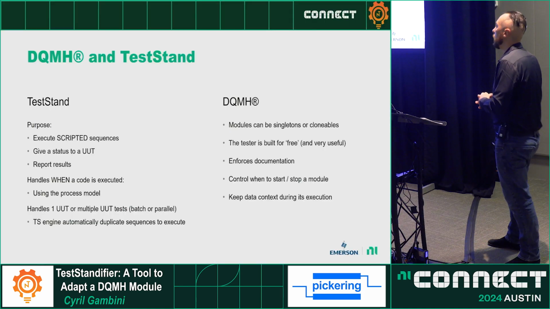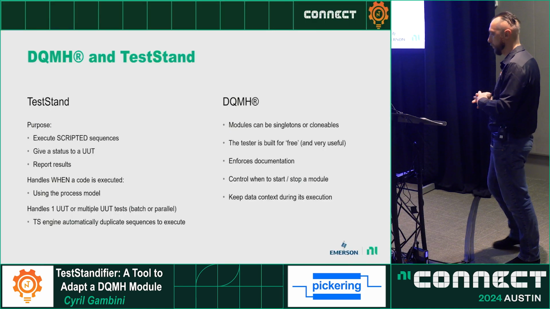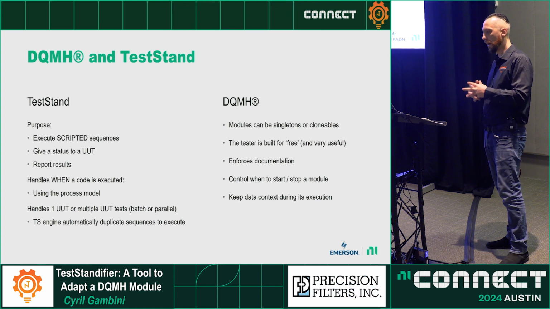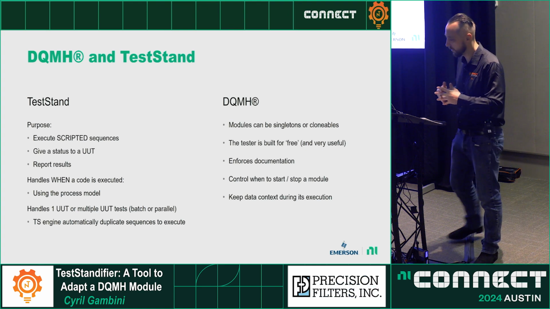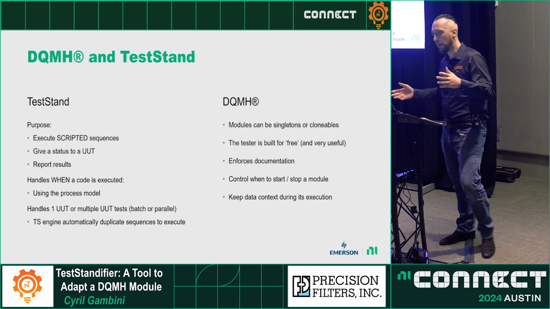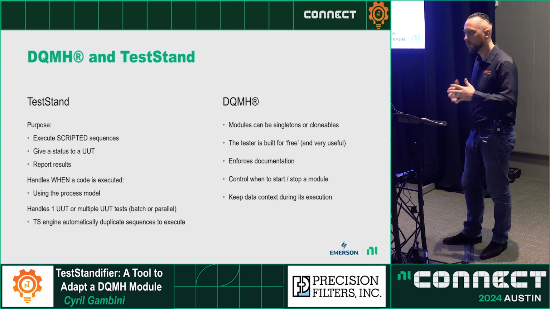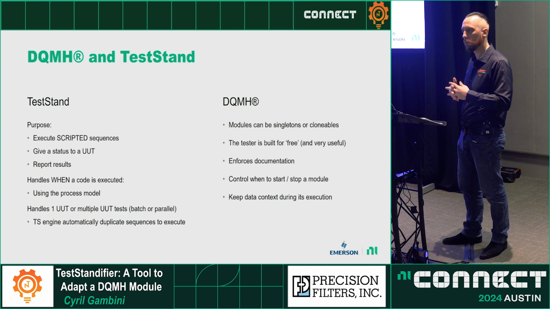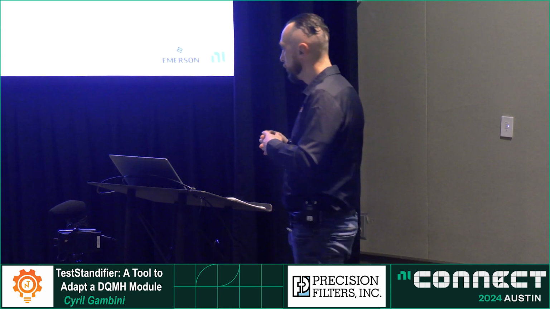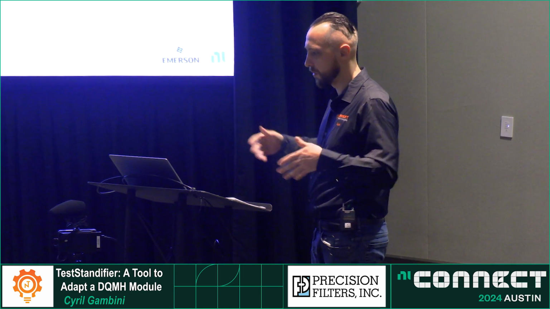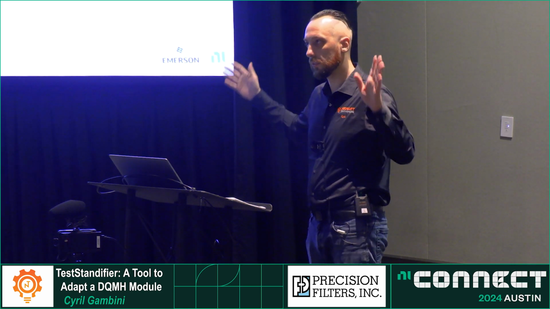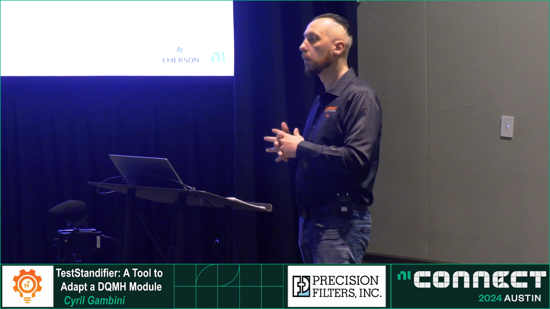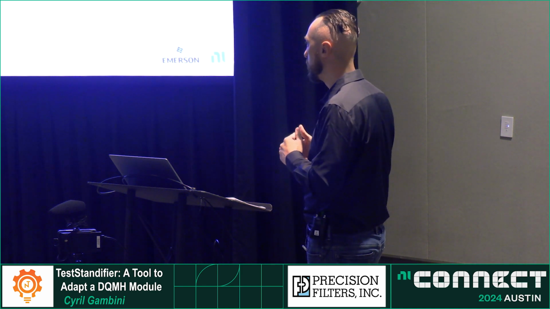And TestStand can handle one UUT or multiple UUTs. So you have batch or parallel process models, actually. And the TestStand engine will actually duplicate everything for you, all the sequences and the executions. So you can imagine that you have one sequence, but 16 UUTs, you will have 16 actual sequences running. And TestStand will duplicate that one sequence into 16.